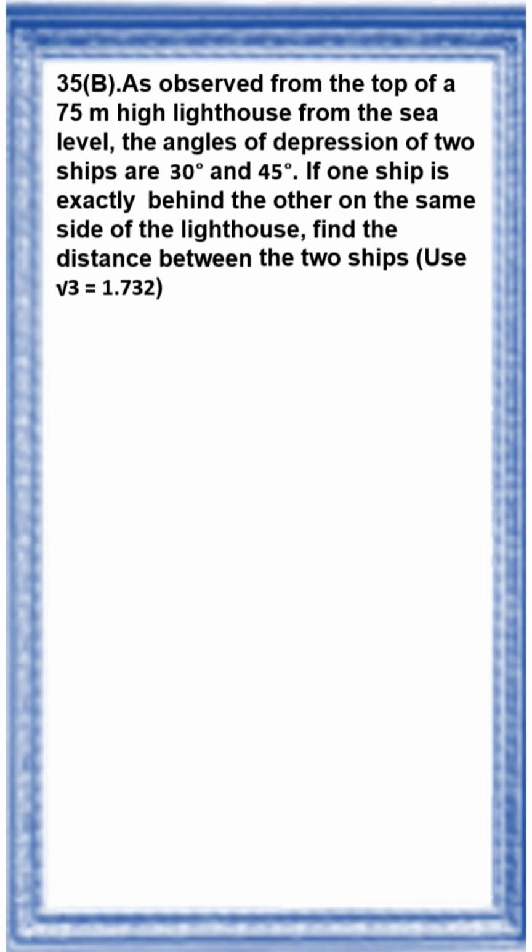Now the question number 35B. As observed from the top of a 75-meter high lighthouse from the sea level, the angles of depression of two ships are 30 degree and 45 degree. If one ship is exactly behind the other on the same side of the lighthouse, find the distance between the two ships. Use root 3 is equal to 1.732.